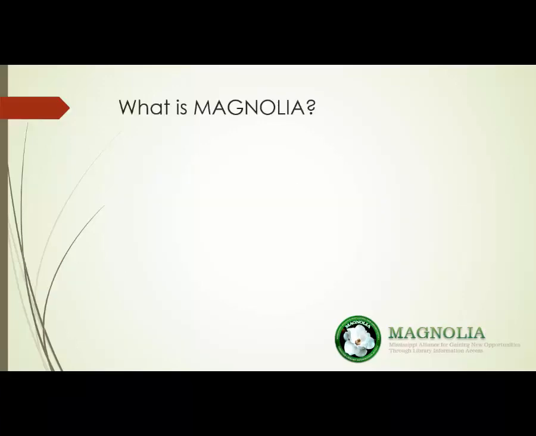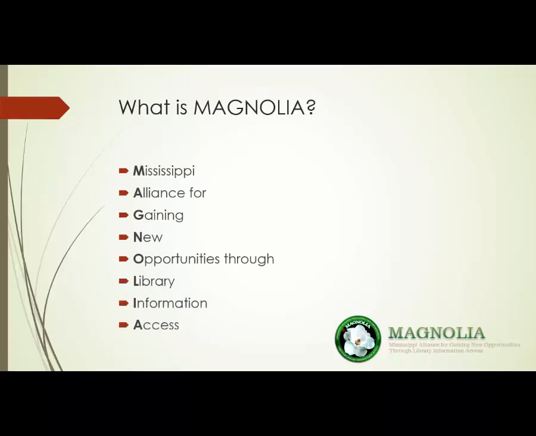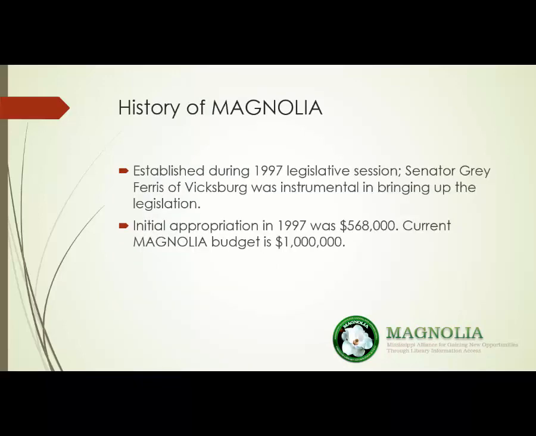Before we dive into the facts and figures about MAGNOLIA, let's reflect on what MAGNOLIA stands for. If you take the first letter of each, it means Mississippi Alliance for Gaining New Opportunities Through Library Information Access. The purpose of MAGNOLIA has always been to provide the citizens of Mississippi with access to information and research.